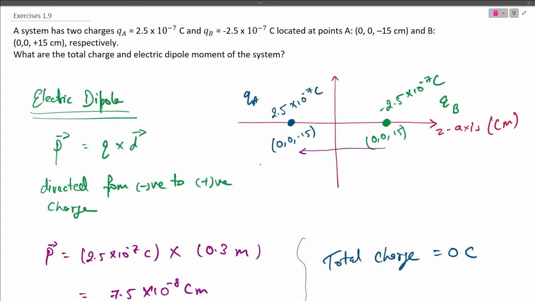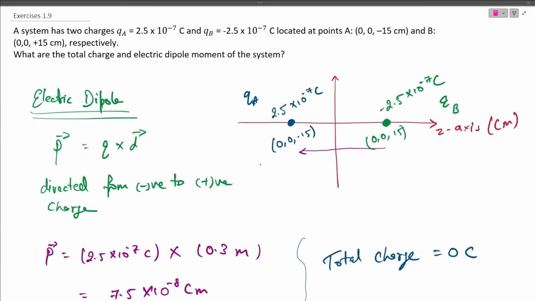The question says that a system of two charges QA and QB, of magnitude 2.5 × 10^-7 coulomb and -2.5 × 10^-7 coulomb, located at points A (0, 0, -15 cm) and B (0, 0, +15 cm) respectively. What are the total charge and the electric dipole moment of the system?